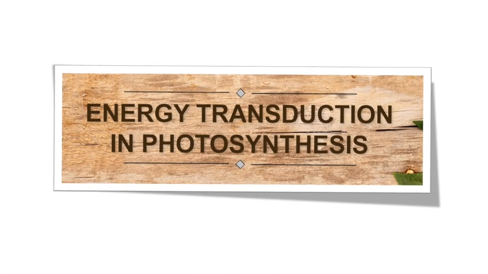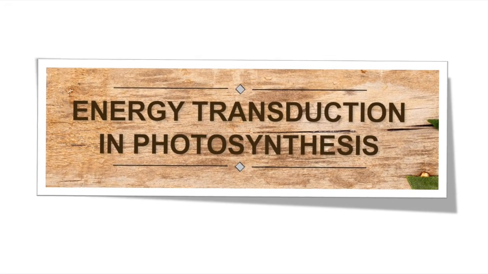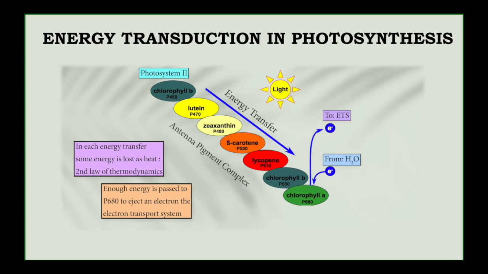Energy transduction in photosynthesis. Now, let us talk about the energy transduction during photosynthesis. Actually, the photosystem 2, which is having the chlorophyll B or P4T, is giving the electron to lutein or P47D, then zeaxanthin then P480, beta carotene P500, then lycopene P510, and then chlorophyll B, which is P650. And finally, it comes to chlorophyll A, which is P680.